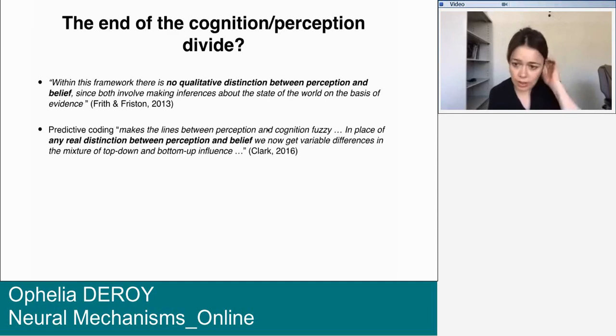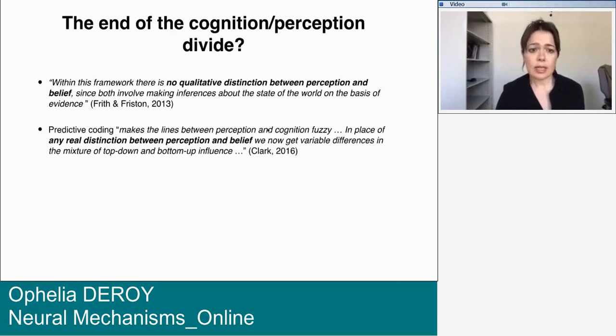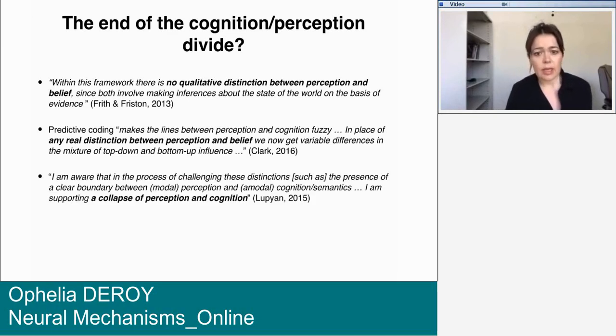Another quote, borrowed this time from Andy Clark, who has written extensively about the philosophical consequences of the predictive coding accounts. Clark says that this account makes the line between perception and cognition fuzzy, and we don't have a real distinction between perception and belief anymore, but more a mix of differences. Lupyan, also in a later paper looking at the cognition perception divide, here says that we need to support a full collapse of the divide.